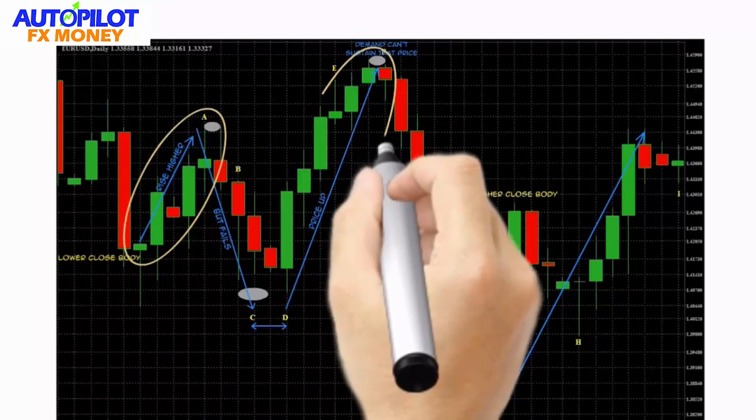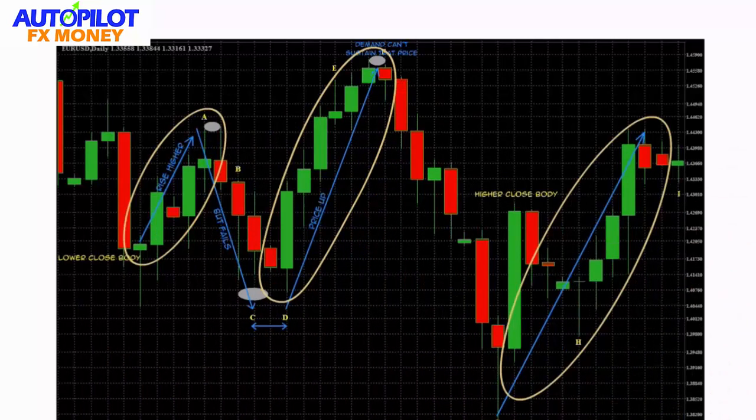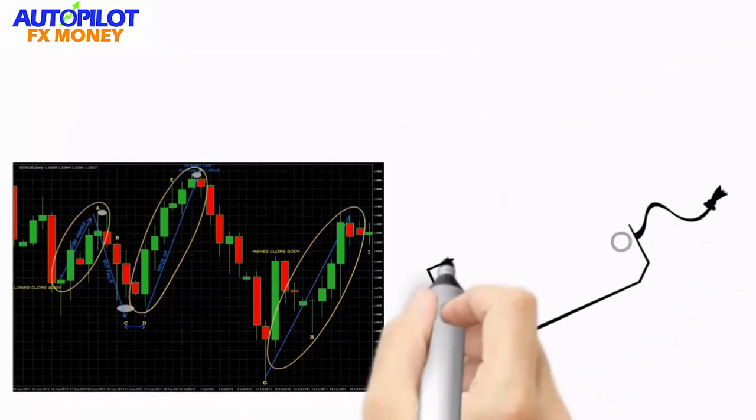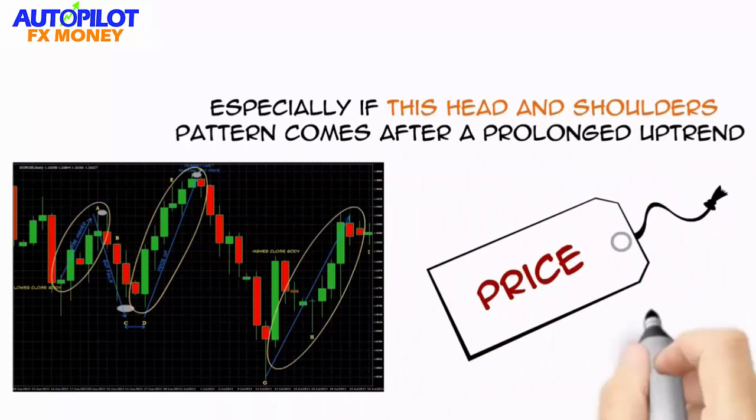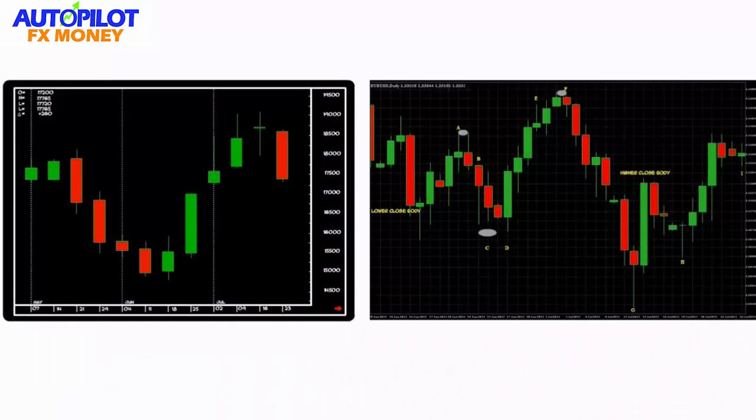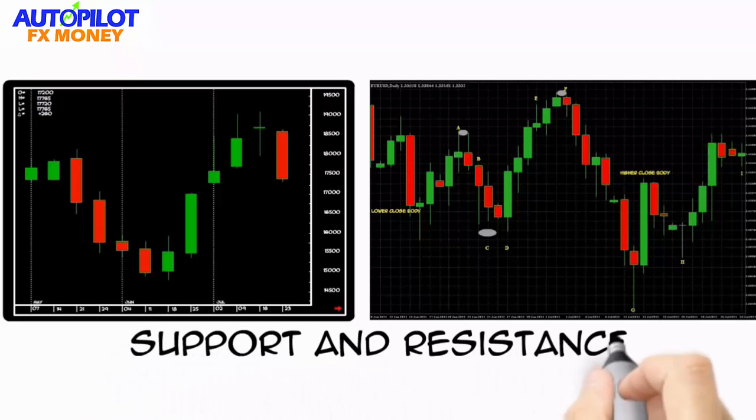These three failed attempts to drive price higher often signal that resistance is too strong and that price is due to test lower, especially if this head and shoulders pattern comes from a prolonged uptrend. In sum, the charts 3.5 and 3.6 from Lesson 2 show examples of two different systems of chart patterns that tell us more about support and resistance.